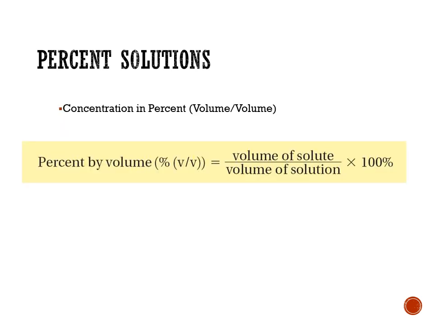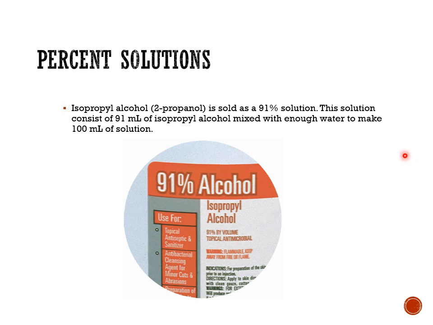So, concentration in percent volume per volume. Percent volume per volume would equal volume of solute divided by the volume of solution multiplied by 100. So, for example, isopropyl alcohol or 2-propanol is sold as a 91% solution. This solution consists of 91 ml of isopropyl alcohol mixed with enough water to make 100 ml of solution.